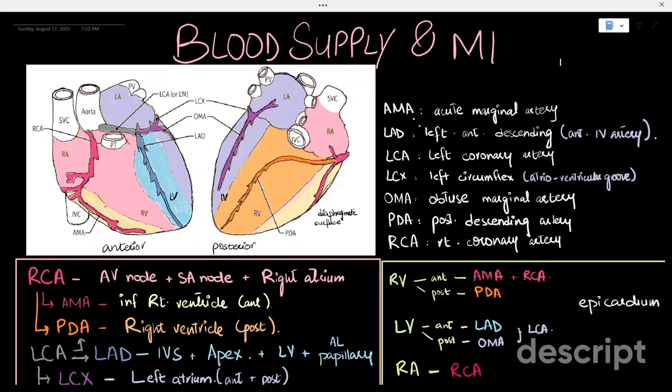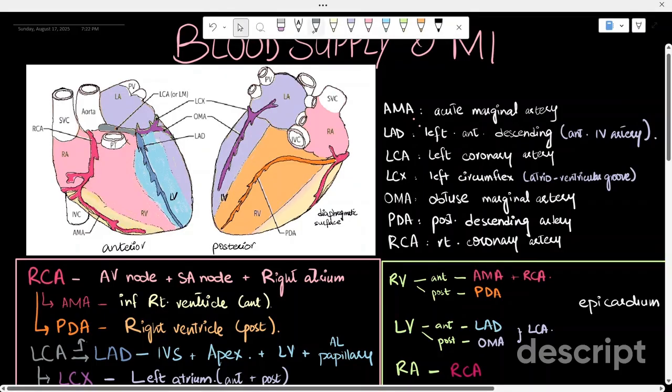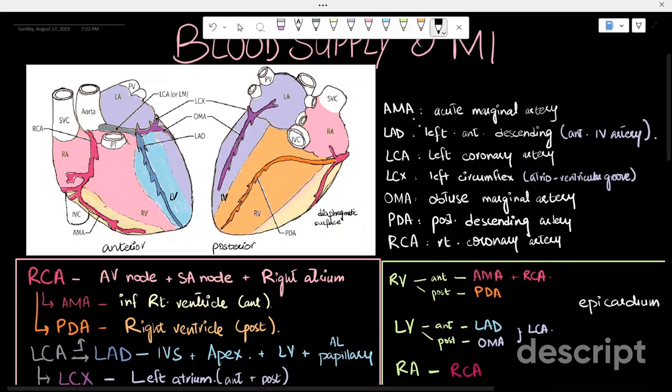This is the third video for ECG, which is blood supply and MI. So we will be starting with the blood supply of heart. Just follow along with me. So this is the diagram, and this is the anterior view and this one is the posterior view.